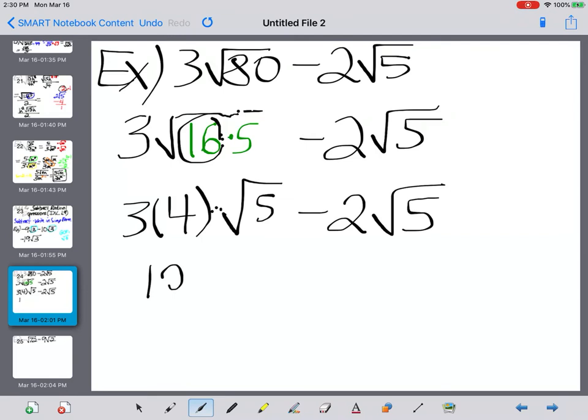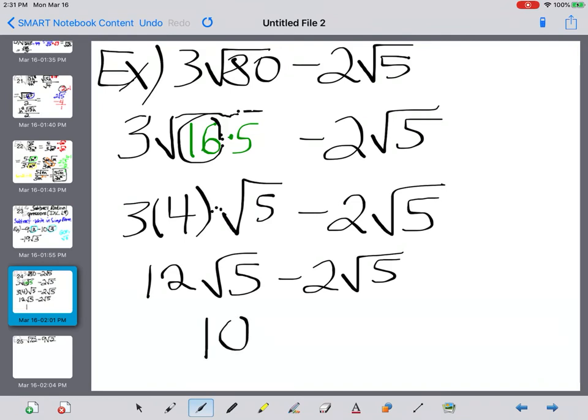But first, 3 times 4 gives us 12. So I have 12 on the square root of 5, and then we're taking away 2 on the square root of 5. So 12 square root of 5's, taking away 2 square root of 5's, that's going to give me 10 on the square root of 5. And that's really all we can do there.